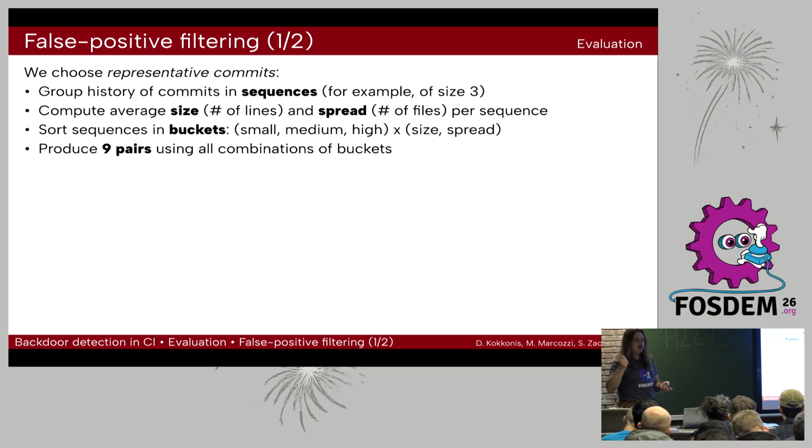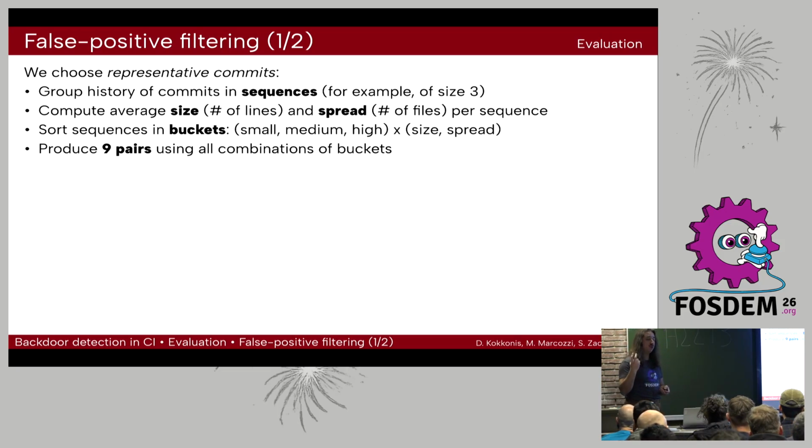So what we do is we borrow this approach from another paper, actually. And what we do is we cluster commits in sequences. So you have sequences of 3 commits. And then you compute how many files were changed in a sequence and how many lines. You take the average of the 3 commits. And then you put them in buckets. So small, medium, high. And you take all possible combinations of the buckets. So that gives you a set of representative commits where you have many files changed, a few files changed, many lines, a few lines, and so on and so forth.